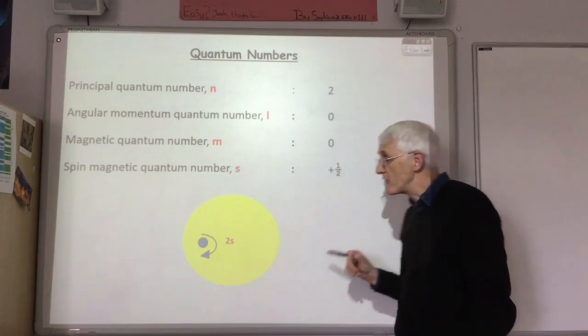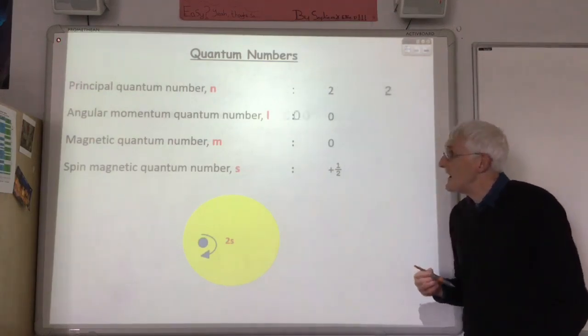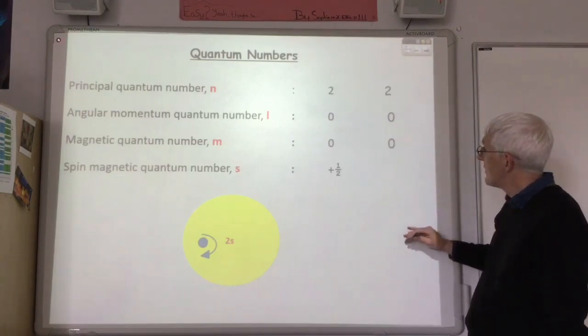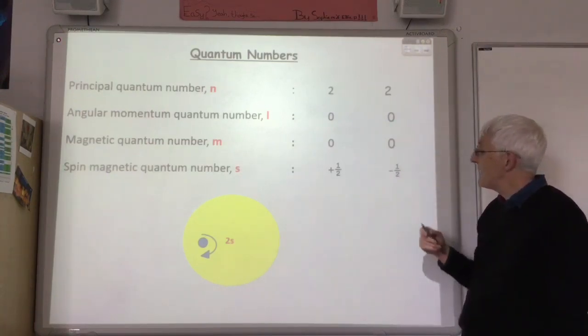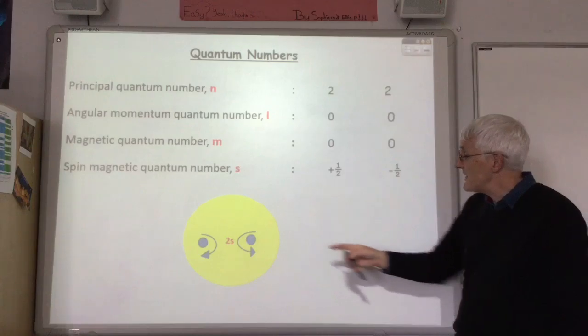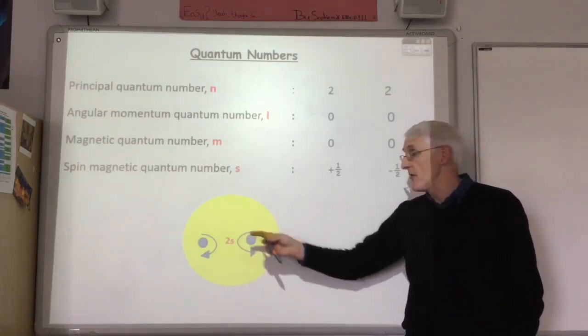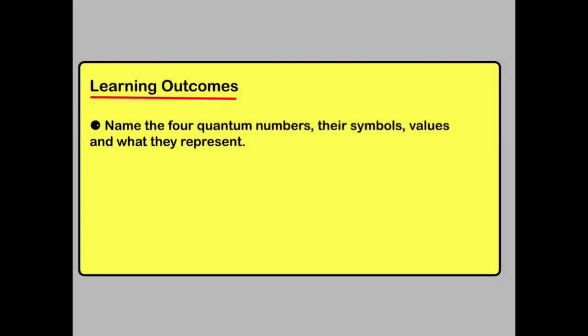If we look at another electron and it has the quantum numbers 2, 0, 0, minus a half, that means that this electron is also in the 2s orbital, but it's spinning in the opposite direction from the other one. So to recap, by now you should be able to name the 4 quantum numbers, know their symbols, be able to give the values for each one, and you should know what each quantum number represents.